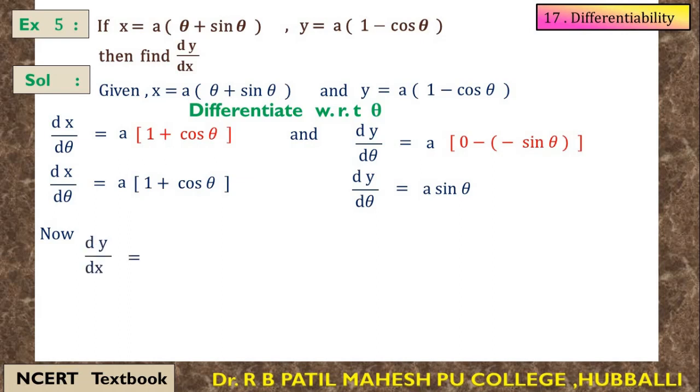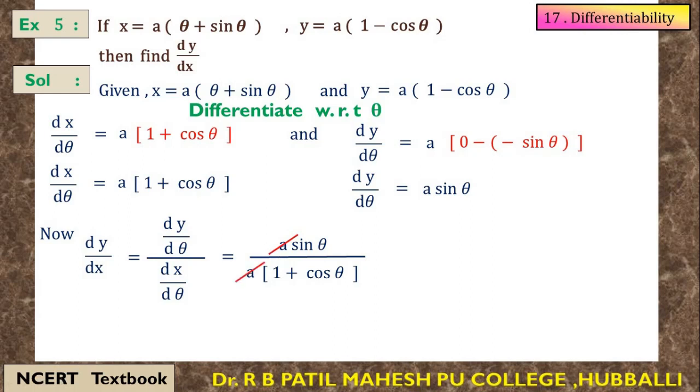Now dy by dx is equal to dy by d theta divided by dx upon d theta. What is the dy by d theta function? Substitution, a sine theta, divided by a into 1 plus cos theta. Now here a gets cancelled, and also we can simplify this trigonometric combination, sine theta and 1 plus cos theta. Students, you have to remember this combination simplification. You will get this combination in integral chapters many times. So you should know how to simplify this combination.